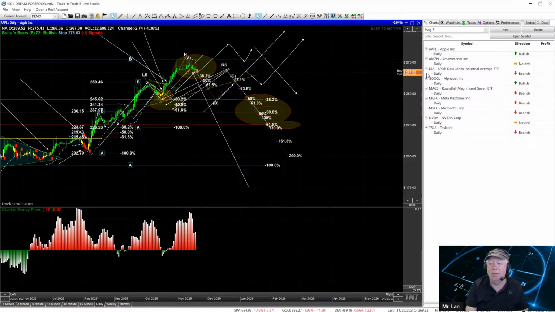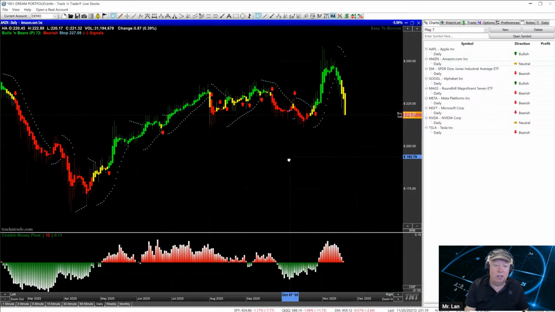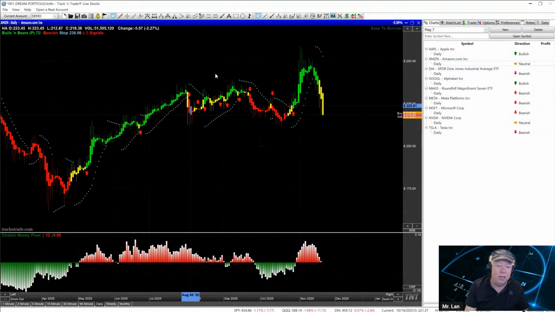All right, let's come look at Amazon. So here's Amazon. Amazon's kind of doing a funny little thing in here. Look at our 3-drive pattern on Amazon. We got drive 1, drive 2, drive 3. And then it started going through the sideways channel, just like in our book. But this time, instead, it kind of broke out the top, had a fake breakout up here.